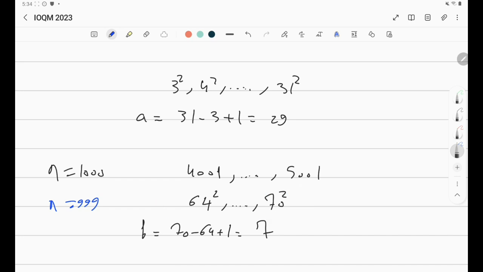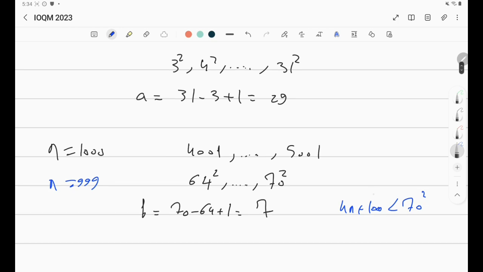But again, for the same reasoning, you can try that. You can try 4n plus 1000 less than 70,000, and you will easily see that this n will include actually 63 square. So it's just the same thing, and indeed our answer is correct.